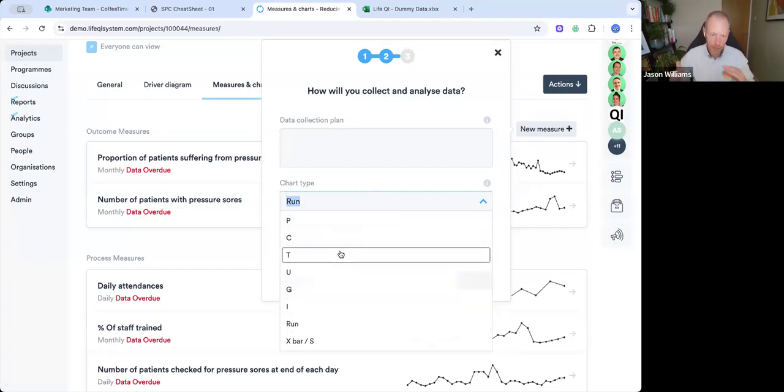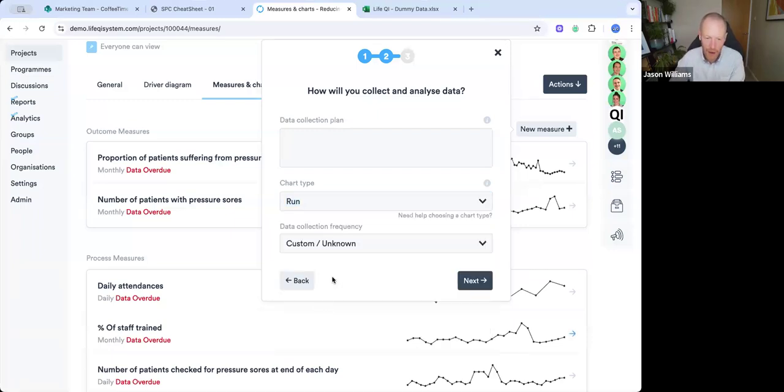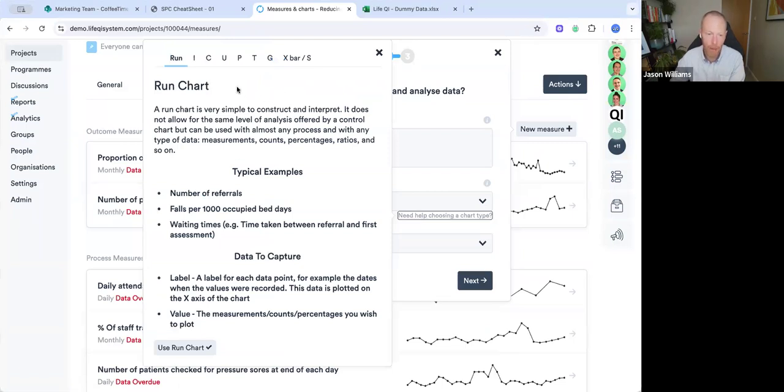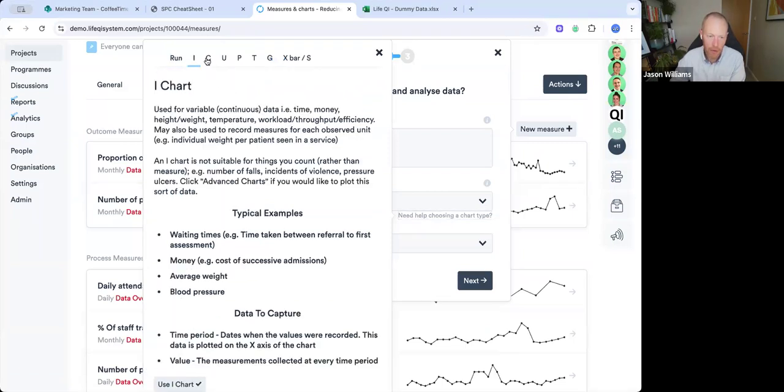We've briefly run through the decision tree, so you may have a decent idea now of which of these you would pick. If you're happy, you just pick straight from the list. Or we've got this little prompt under here, "need help choosing a chart type." And if I click on that, I get this extra pop-up, which has got the list across the top here.